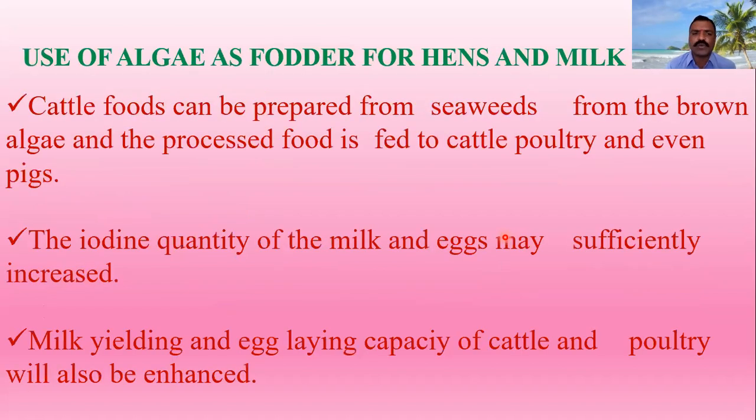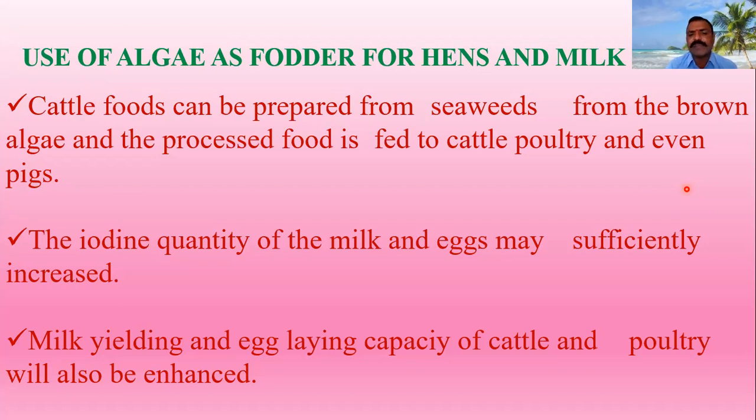not gibberellins, all cytokinins. And use of algae as a fodder for hens and for milk production, so milk cattle. Cattle foods can be prepared from seaweeds, from the brown algae, and the processed food is fed to cattle, poultry, and even pigs also. Piggery, fisheries, cattle, poultry, and dairy industries utilize large amounts of seaweeds or kelps, especially the Phaeophyceae members, for their development.